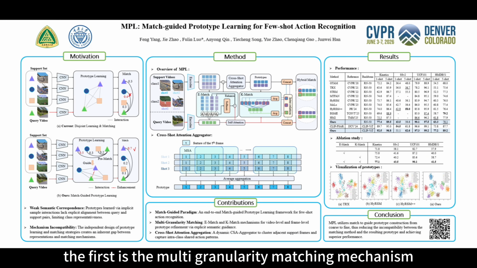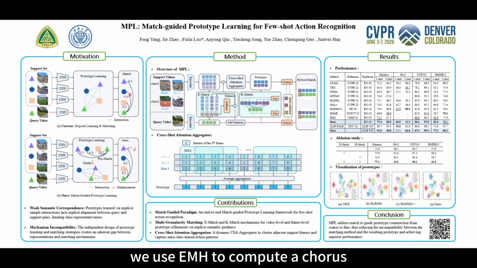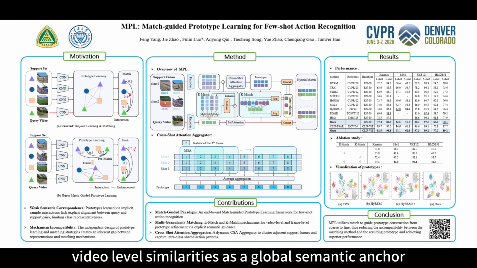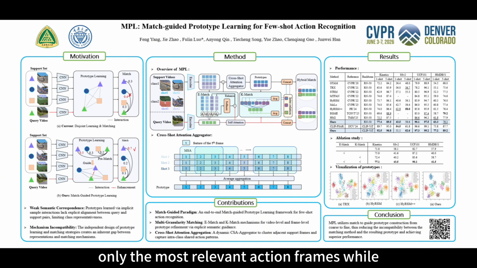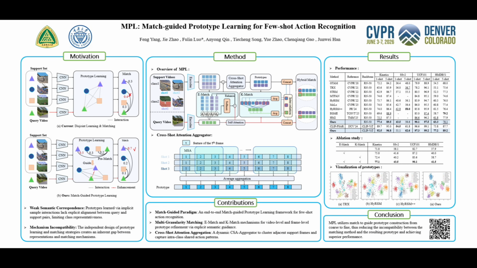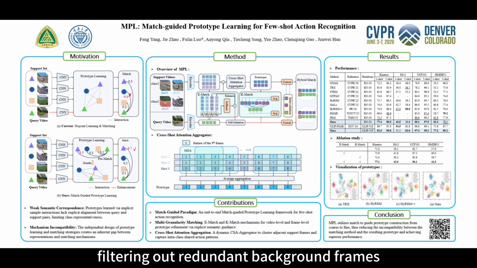The first is the multi-granularity matching mechanism. We use EMH to compute video-level similarities as a global semantic anchor. Simultaneously, we use K-match, a fine-grained frame-level mechanism that utilizes attention to extract only the most relevant action frames while filtering out redundant background frames.